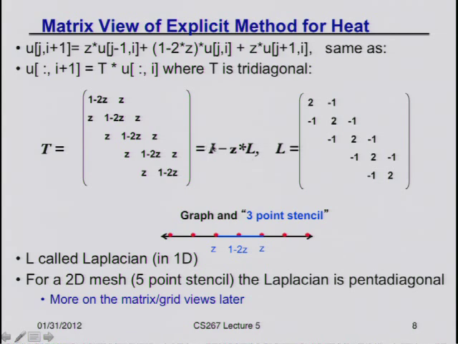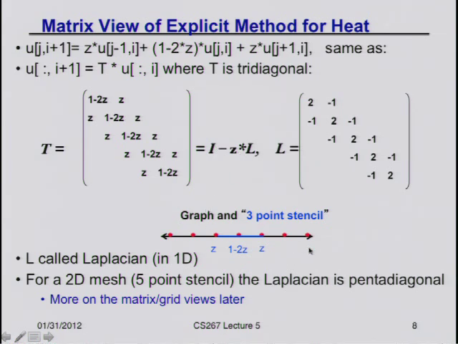And I'm going to factor out the z and write this as identity minus z times L. And L is this famous matrix with 2's down the diagonal, minus 1's off the diagonal. It's called the Laplacian in one dimension. So the whole algorithm consists of taking all the temperatures at one time step, multiplying by this very simple sparse matrix to get the value at the next time step.